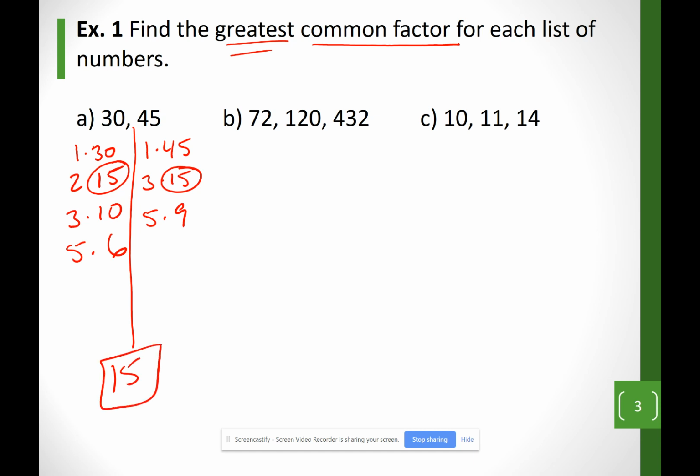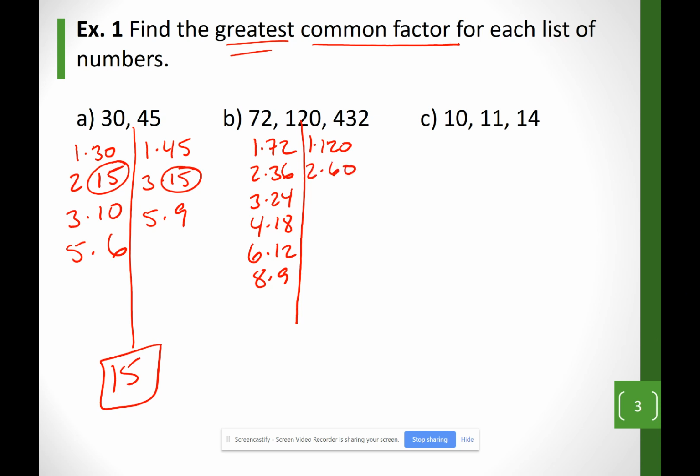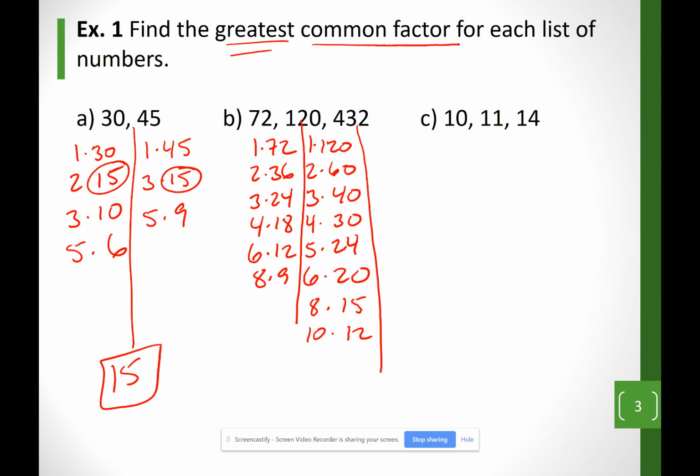For example B, my factors of 72 are going to be 1 times 72, 2 times 36, 3 times 24, 4 times 18, 6 times 12, and 8 times 9. For 120, I'm going to have 1 times 120, 2 times 60, 3 times 40, 4 times 30, 5 times 24, 6 times 20, 8 times 15, and 10 times 12. Once again, my list on the left kept on increasing.